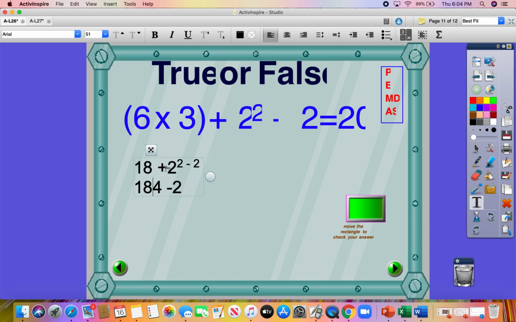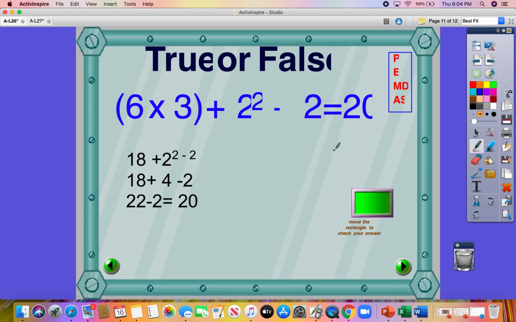What is 18 plus 4 is 22 minus 2 equals 20. So is it true? Yes, it is true. That one is correct.